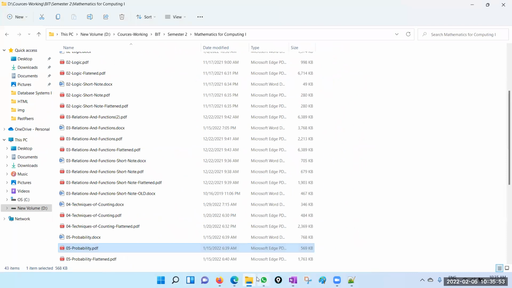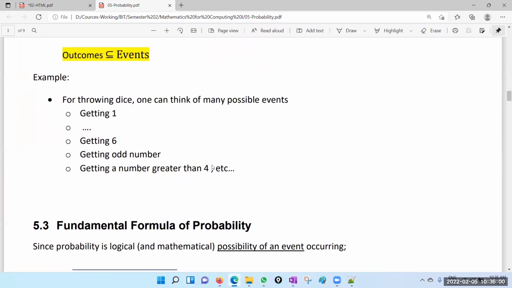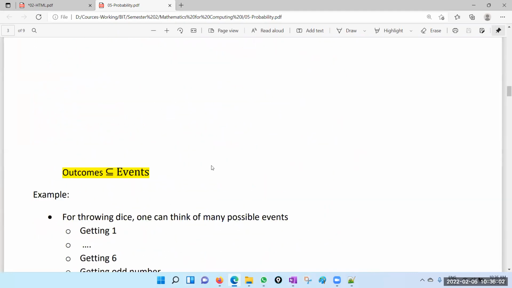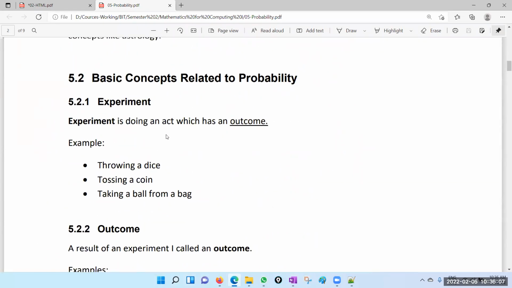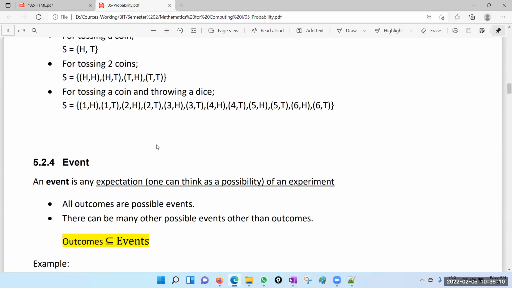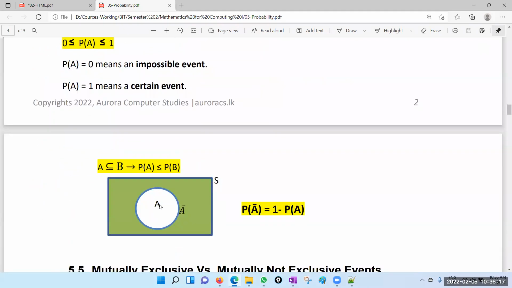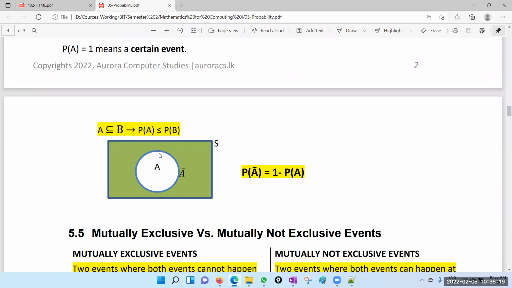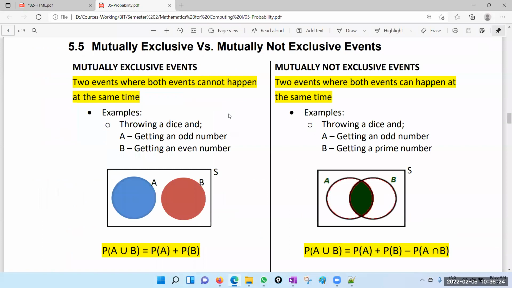Right, all those things are mentioned in your note. Okay, so I'm not referring to the note, but you have to go through the note today itself. What is an outcome? What is an event? What is an experiment? What is a sample space? What are the fundamental formulas and this property? The impossible event and certain events. And when A is a subset of B, P(A) is less than or equal to P(B), and P(A bar) is 1 minus P(A). Right, now we are moving on.